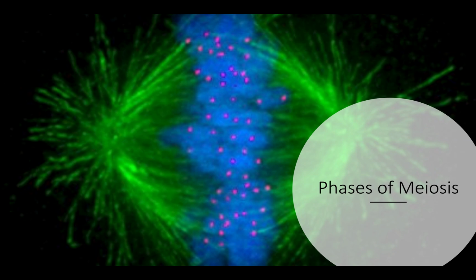Today's lesson is going to be going over the different phases of meiosis. We've been slowly but surely getting to this point where we're going to talk about the actual process of meiosis, which is a process that produces gametes or sex cells. So that's sperm and egg cells, okay?